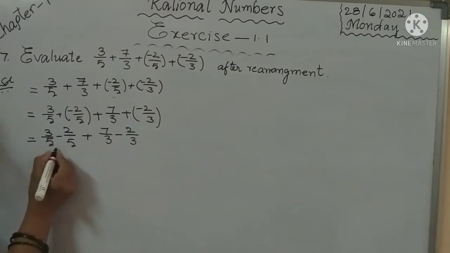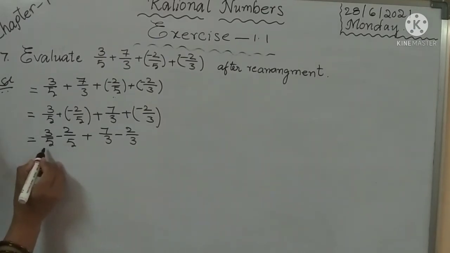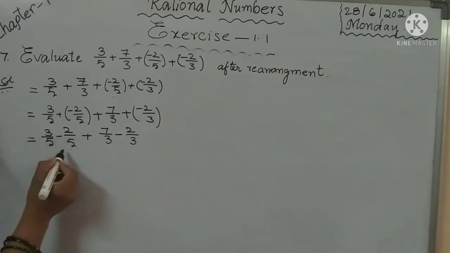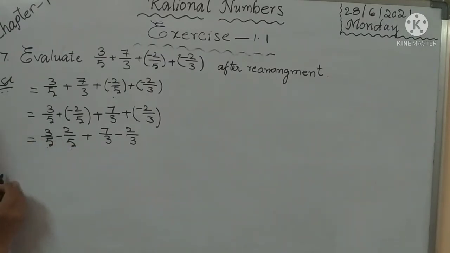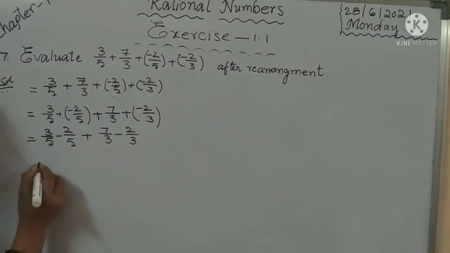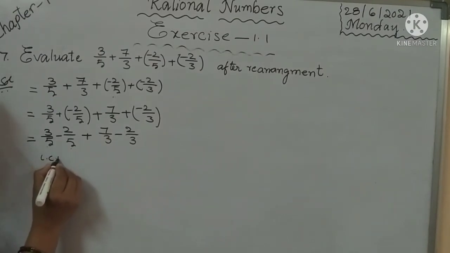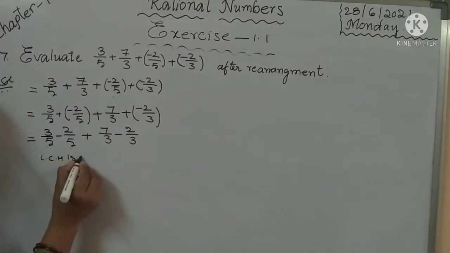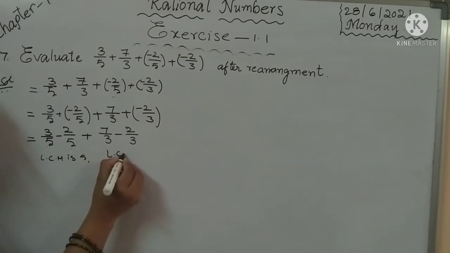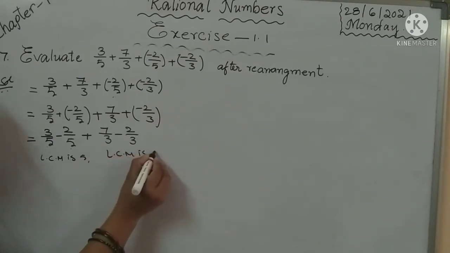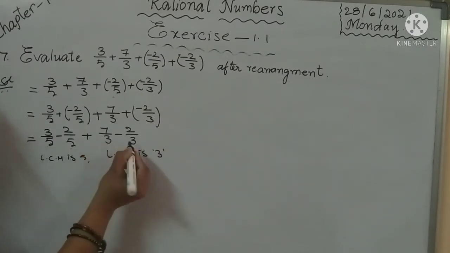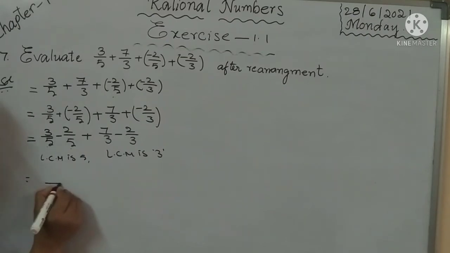Okay, next here the LCM of both: the denominator of the two rational numbers is 5. Okay, so the LCM is 5 and here the LCM is 3. Okay, right, here the LCM is 5.